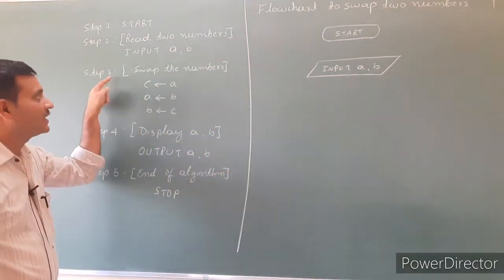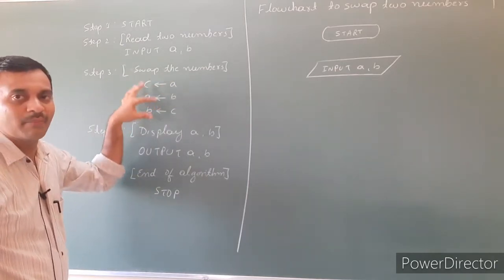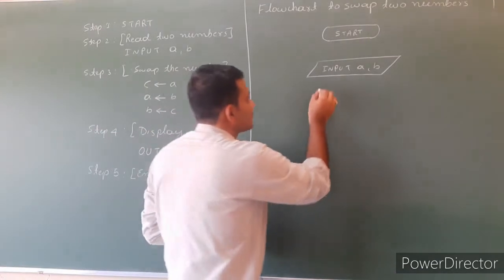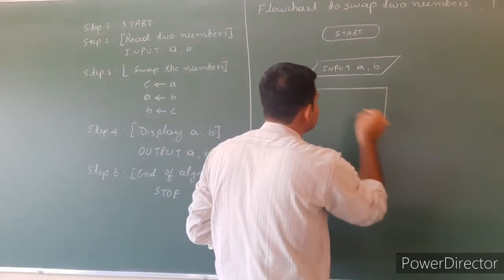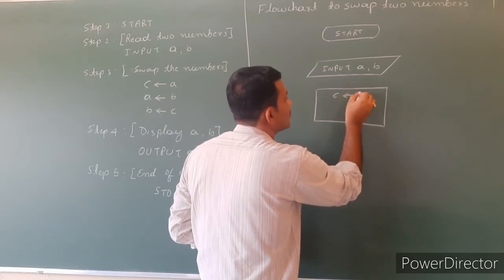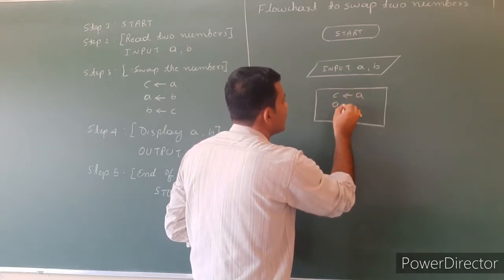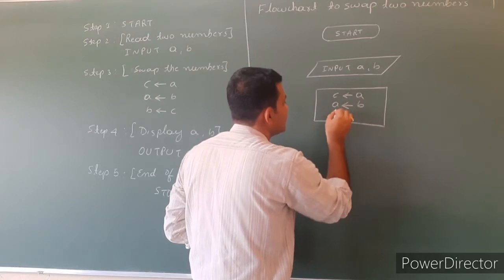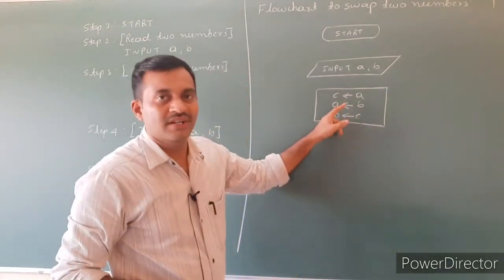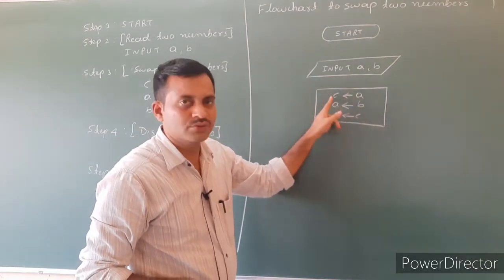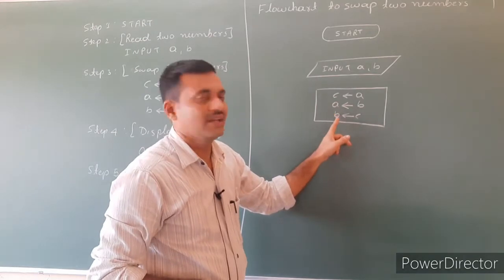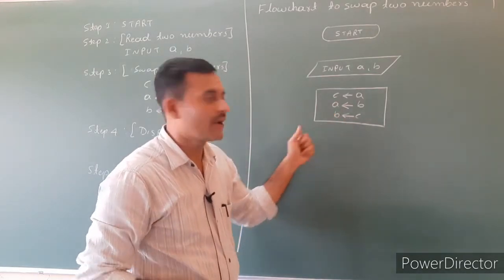See the step number 3. In step number 3, here we swap the numbers. It is the main logic. Main logic means it is a process. So process is represented in a rectangle. So inside that write c back arrow a, a back arrow b, b back arrow c. Here the back arrow represents the value of a is assigned to c, b is assigned to a, c is assigned to b. Here the assignment is represented with a back arrow.